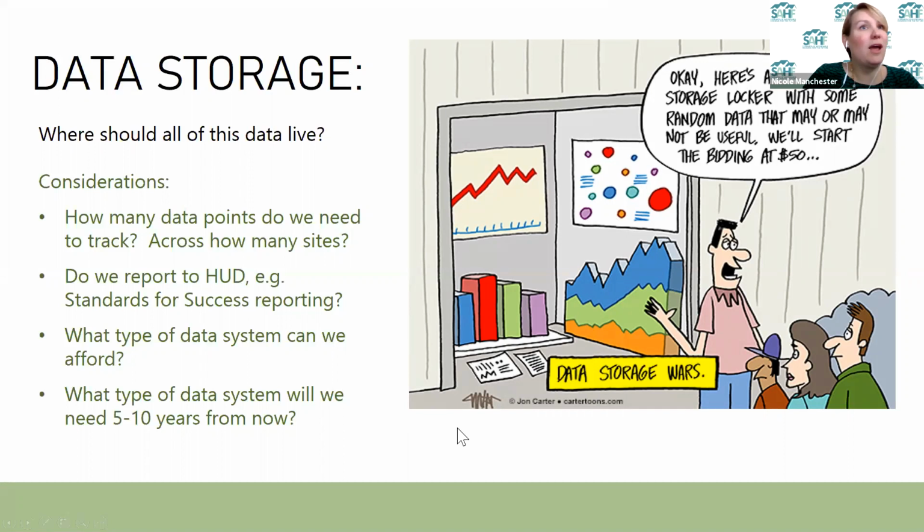So thinking about how many data points do we need? Do we have certain reporting levels? Like maybe we have to report for standards for success for HUD. What can we realistically afford is a key piece of this. And then also thinking about moving into the future, not just what do we need now, what might we need a few years from now, 5 to 10 years from now. Next slide.